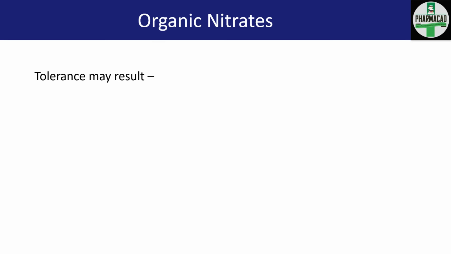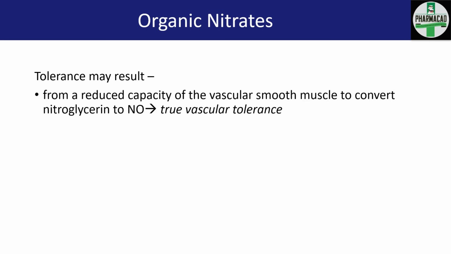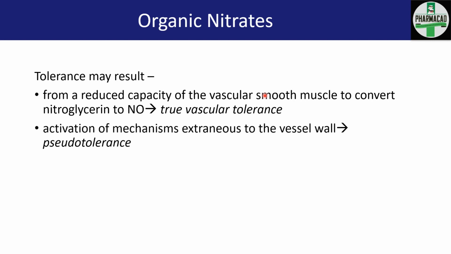Tolerance may be developed with the use of organic nitrates. There can be two ways of this tolerance development. First can be when sometimes the capacity of the vascular smooth muscle to convert nitroglycerin to nitric oxide is reduced. It can be because of reduced activity of the enzyme, and this condition is the true vascular tolerance. The second way can be when this tolerance is developed through some mechanism outside the vessel wall. That is called pseudo tolerance.